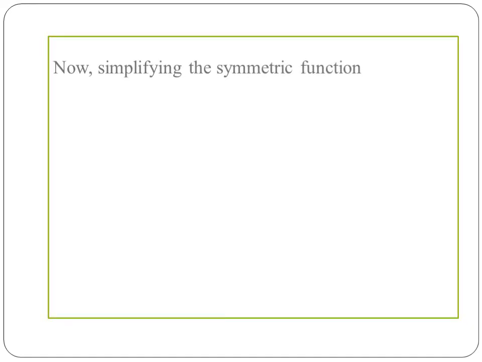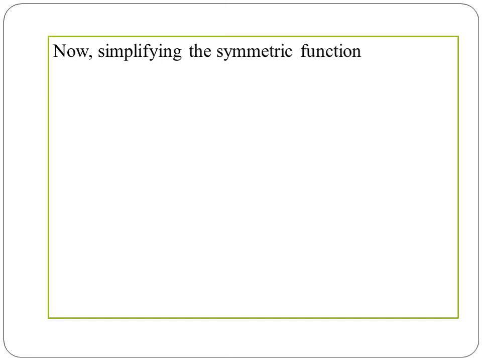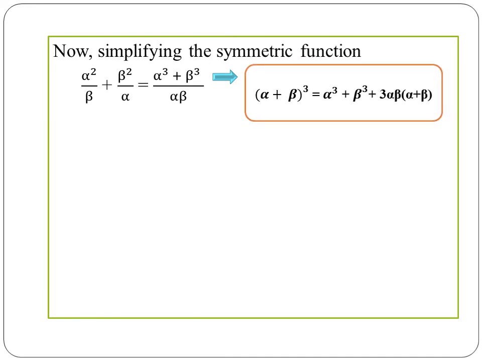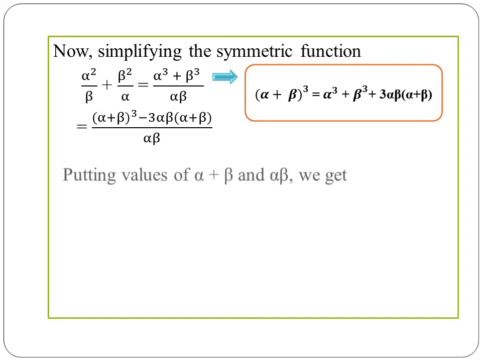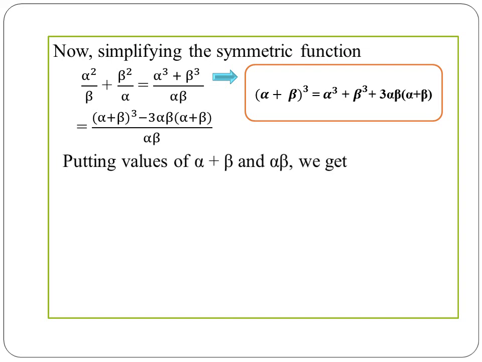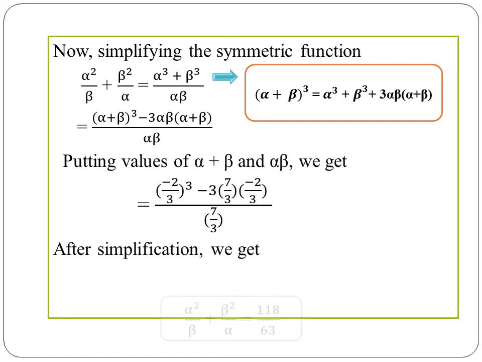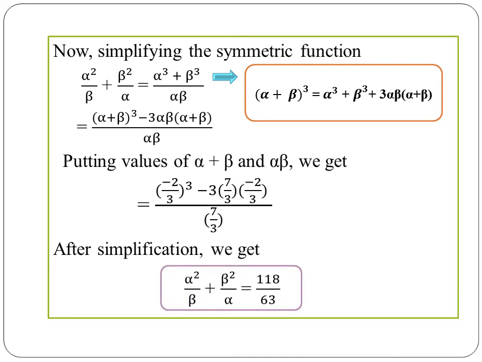Now, simplifying the given symmetric function by taking the LCM, we get the following expression. If we notice, the numerator is alpha cube plus beta cube and we don't have the value of alpha cube plus beta cube. So expressing it in the form of sum and product by using the formula alpha plus beta whole cube equals alpha cube plus beta cube plus 3 alpha beta into alpha plus beta. Putting the value of sum and product from the previous slide, we get the following expression. So after simplification, we have solved the question as alpha square by beta plus beta square by alpha equals 118 by 63.